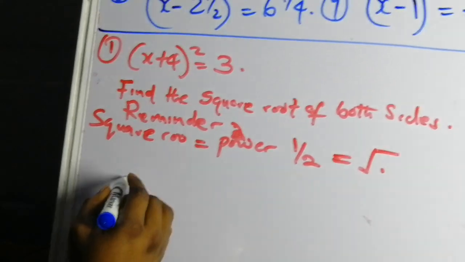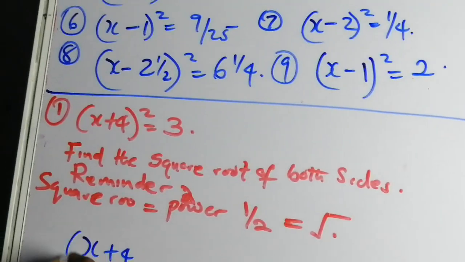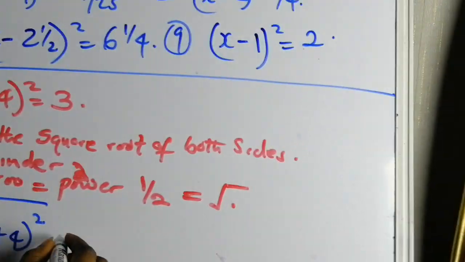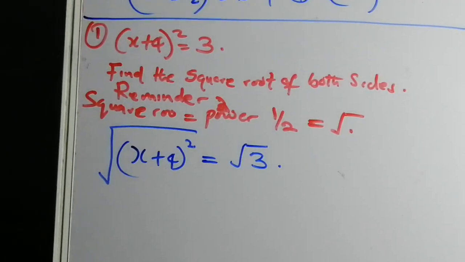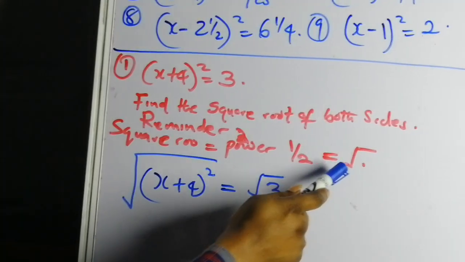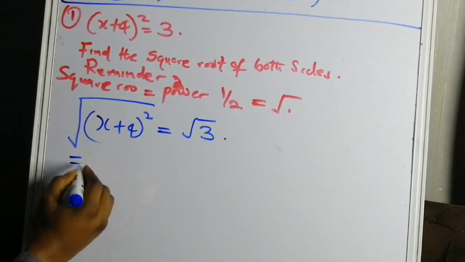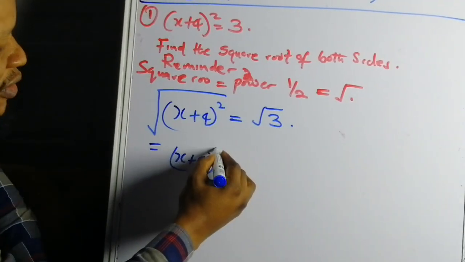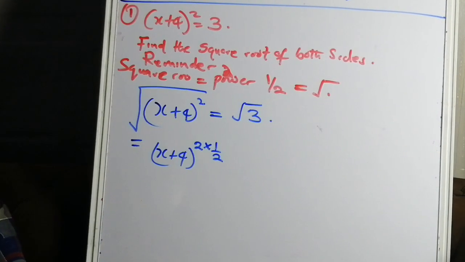Now, they said find the square root of both sides, which means that x plus 4 all squared, this is the square root, equals square root of 3. And don't forget, I said square root is the same thing as power half. Then it means that you can have x plus 4. I will change this square root to power half. Like I said, power half, this power half here.